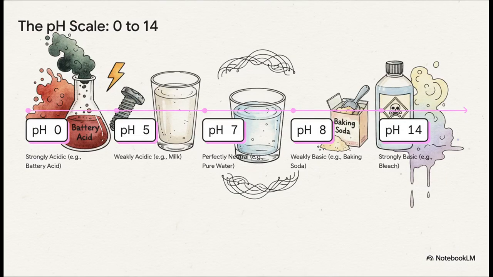It goes from 0 all the way to 14. Down at 0, you have the super strong acids. We're talking battery acid level strong. As you move up the numbers, things get less acidic. Like milk is around a 5, so it's only weakly acidic. Then you hit the magic number, 7, which is perfectly neutral. That's pure water. And once you go past 7, you're in base territory. Baking soda is a weak base, around 8. And if you go all the way to the top, to 14, you've got the really strong bases, like bleach.